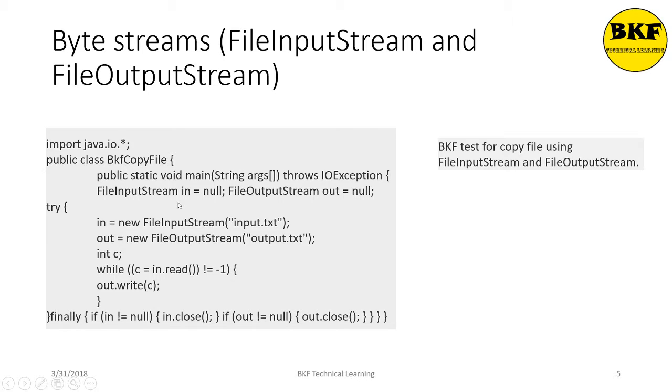And we make use of two constructors, FileInputStream and FileOutputStream. Then until I reach the end of file, where -1 denotes the end of file, I'm going to write the input from input.txt to the output object, which ultimately points to my output file. And here's the output which I get. Now this was using byte streams.